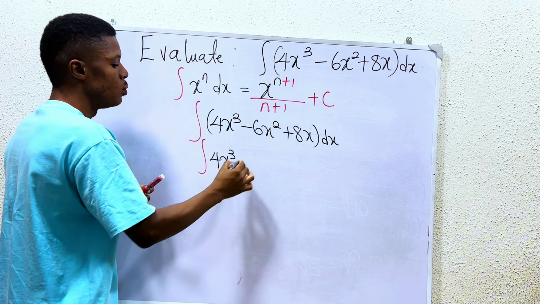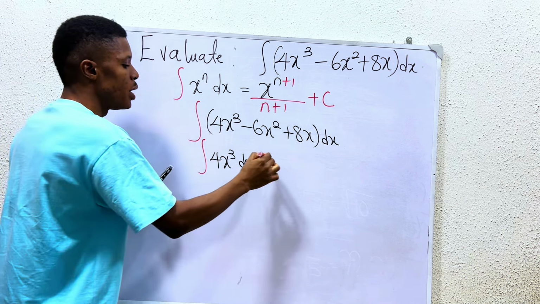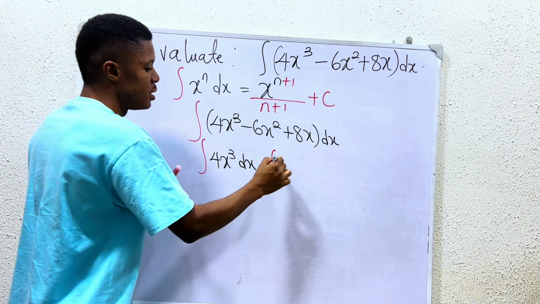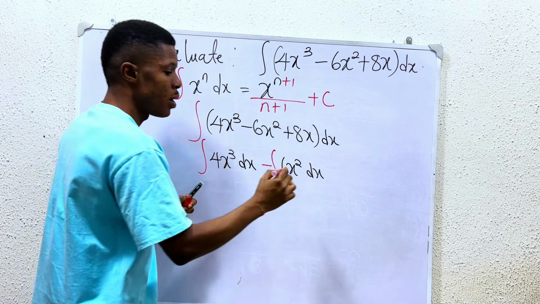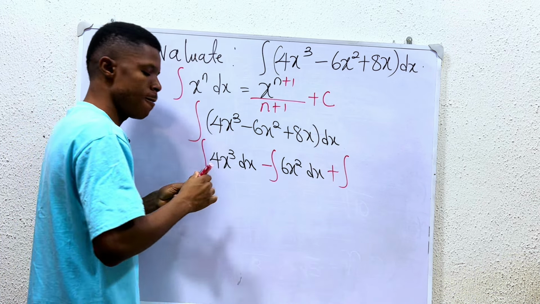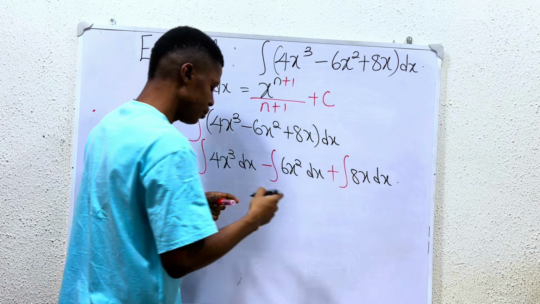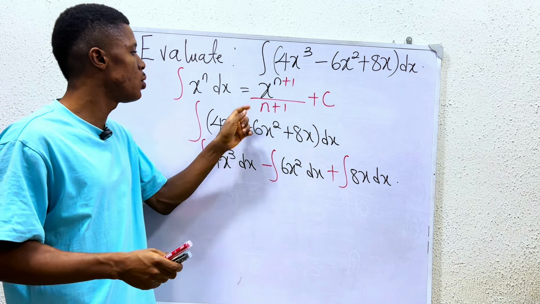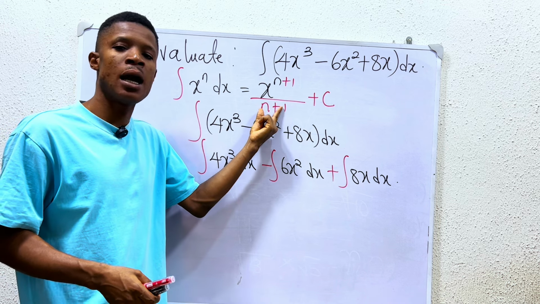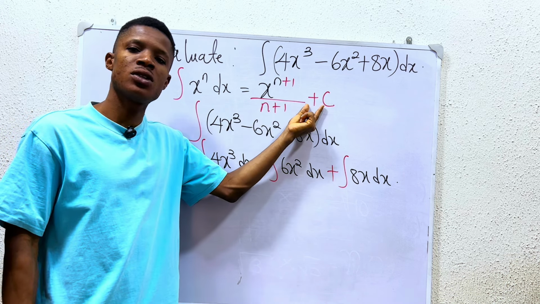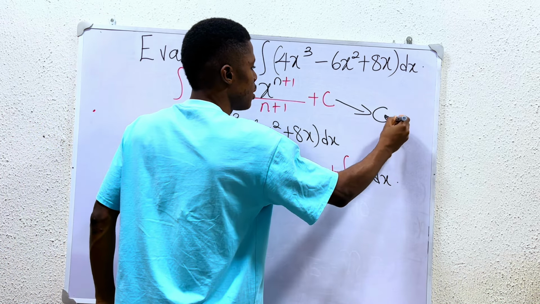So basically, we'll be integrating 4x cubed with respect to x. Then we'll integrate the next one, 6x squared with respect to x. And also, we have to integrate the next one, which is 8x with respect to x. So integrating them, we are going to use this particular formula: increase the power by 1 and also divide by the new power. Add the constant of integration. So we basically say that this is a constant.